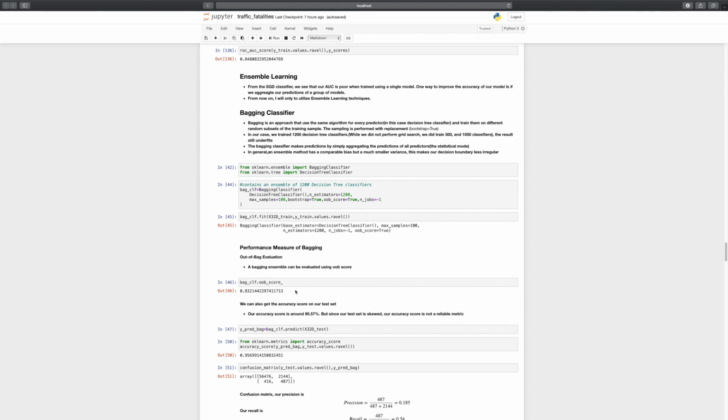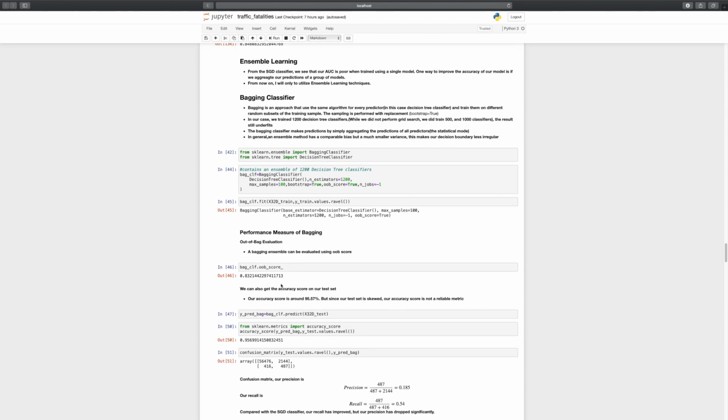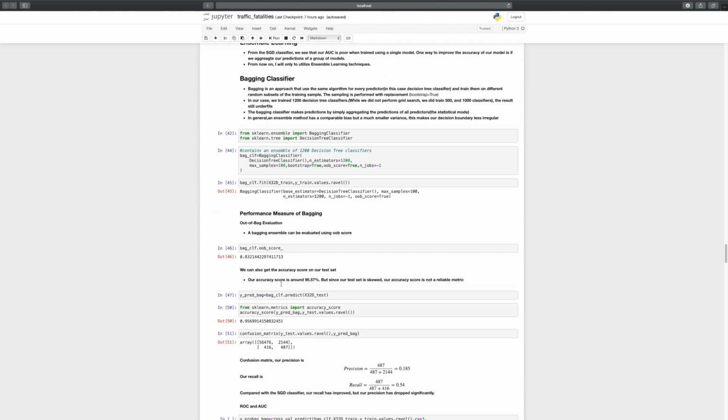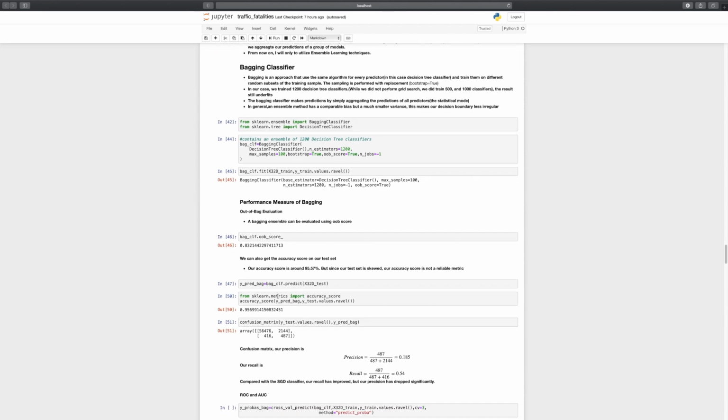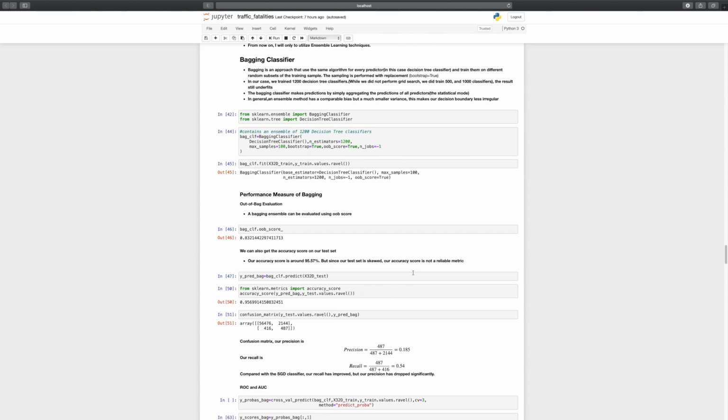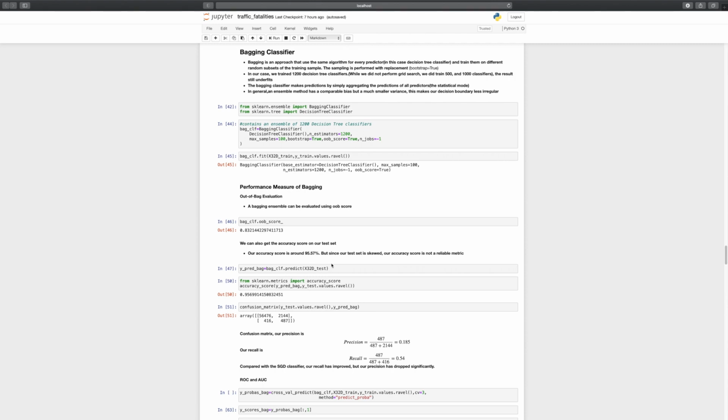Because bagging performs random sampling, the out-of-bag score should be approximately equal to the test accuracy. But our test accuracy is actually much higher, around 95.57%. This is mainly because our test set is different from our train set in its distribution.